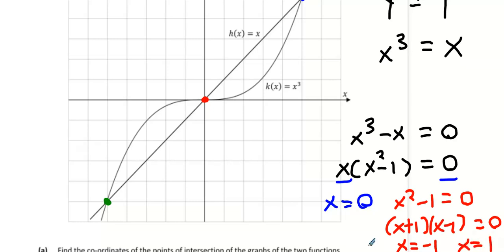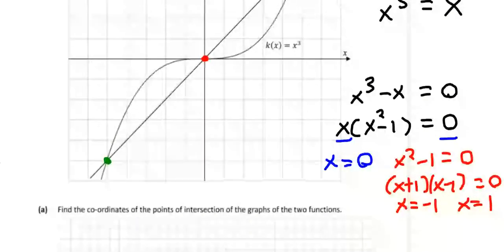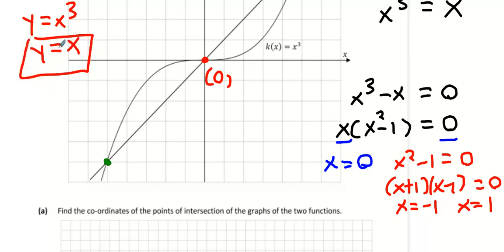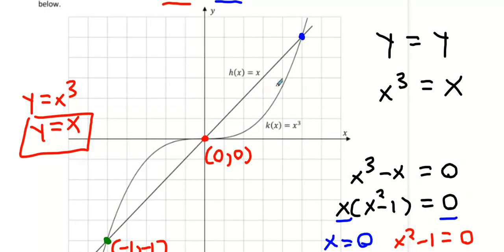Now, it says points of intersection. I've only found the x values. I haven't found the y values. Now, remember, you can choose either graph you want. You can either choose y equals x cubed or quite simply y equals x. I'm going to choose y equals x. Yeah, so this means this one here is going to be minus 1, minus 1. This one here is 0, 0, and the one up top is 1, 1. Any questions thus far?